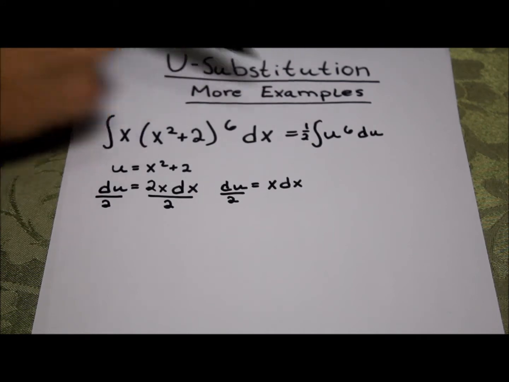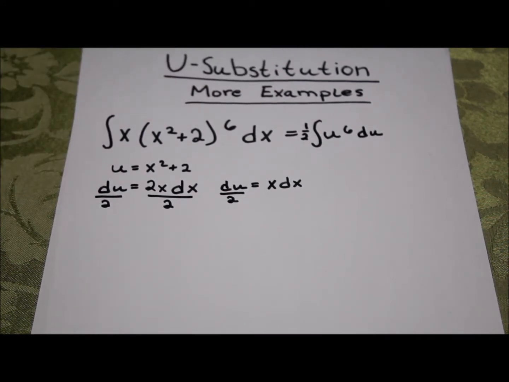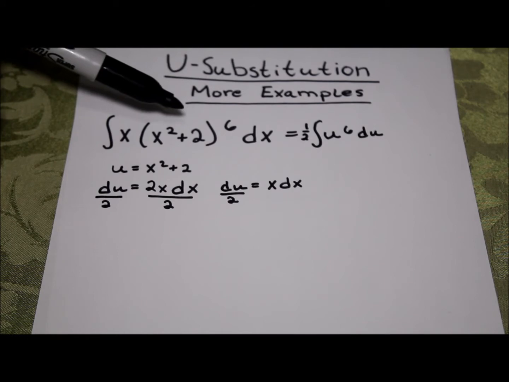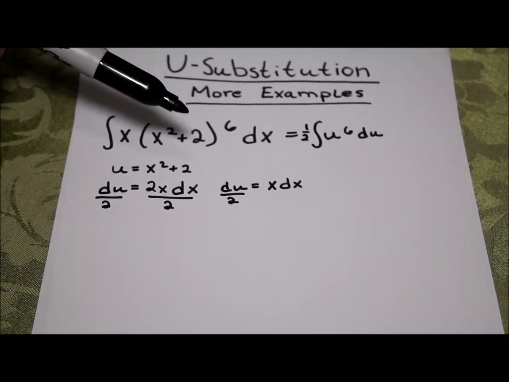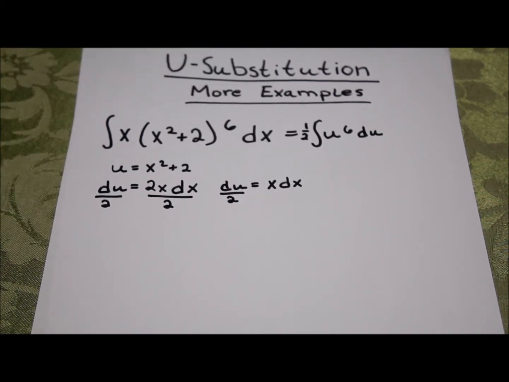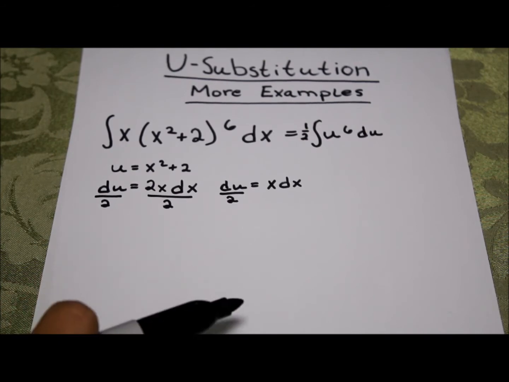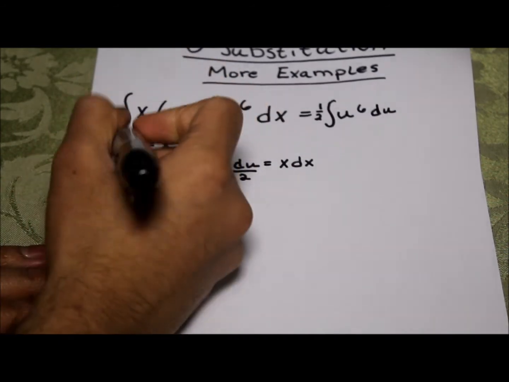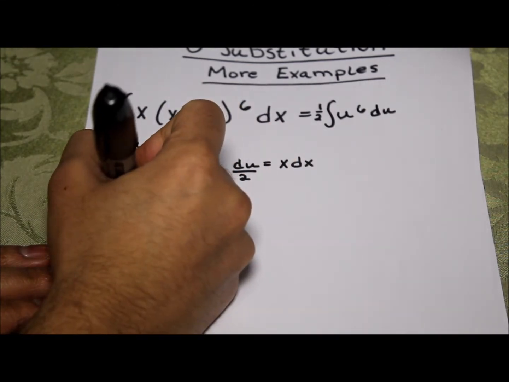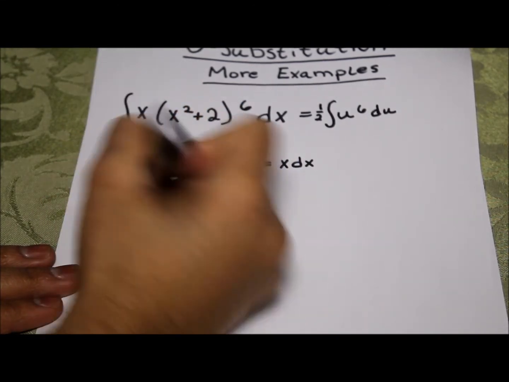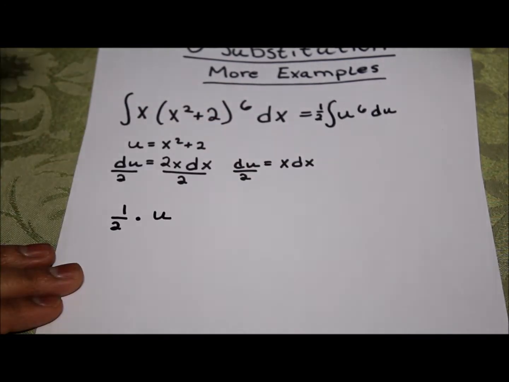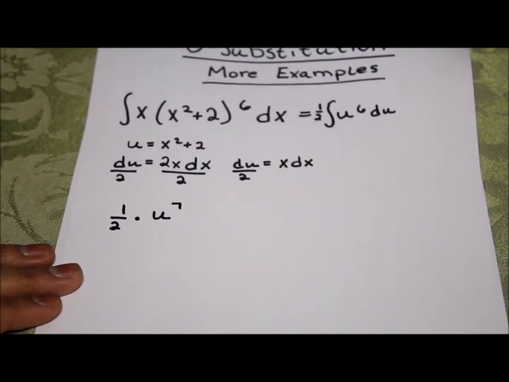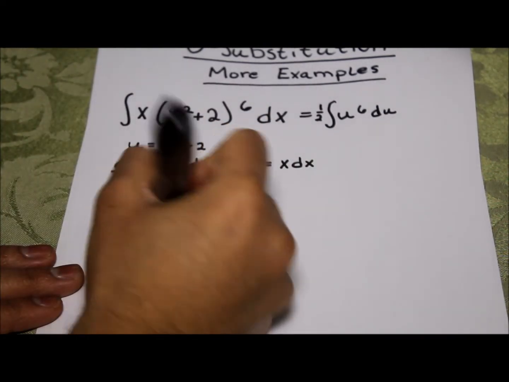Now if you look at this, it's equal to what we had originally. x squared plus 2 to the 6th, which is u to the 6th, half du is equal to x dx. So these two are equal. Now this one is much easier to integrate. So let's just integrate how we integrate any other problem. So the constant just comes over times u to the 6 plus 1, 7. You divide by the new exponent, so that's divided by 7.